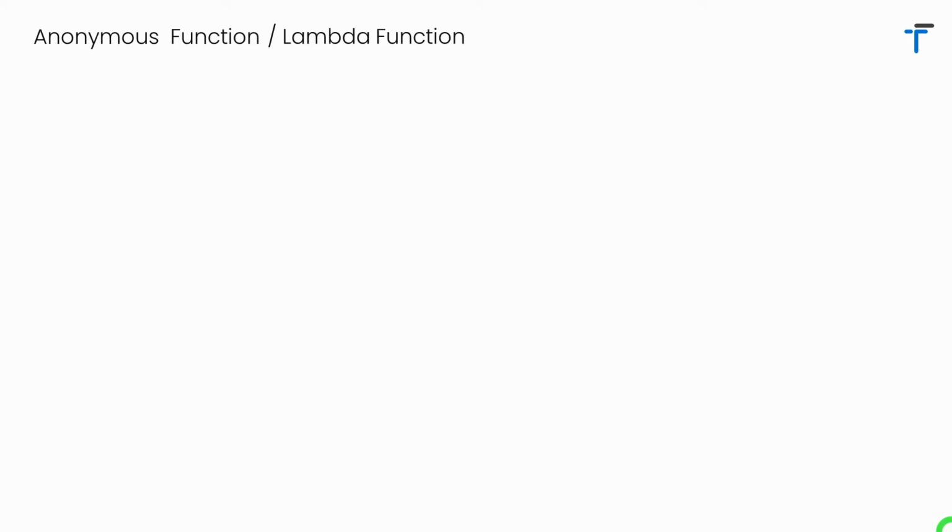The anonymous function or lambda function is actually a function without a name. We can also say it is a nameless function. So let's look at the syntax of this function. For this function, you cannot specify a return type and not even a name. That's the reason it's called the anonymous function.